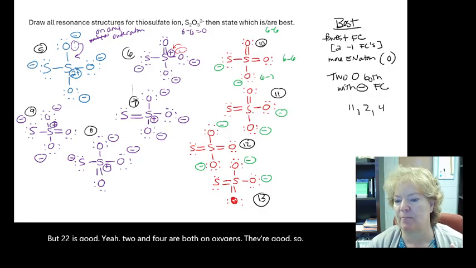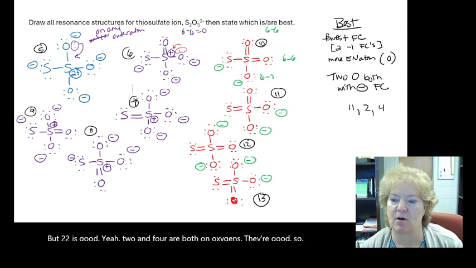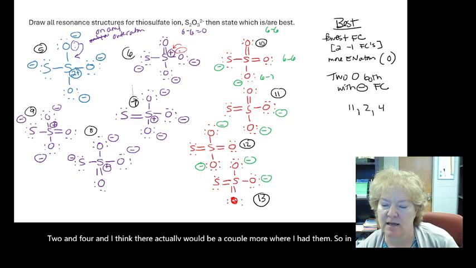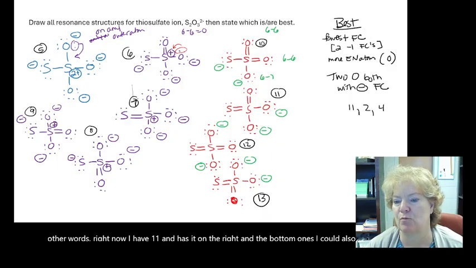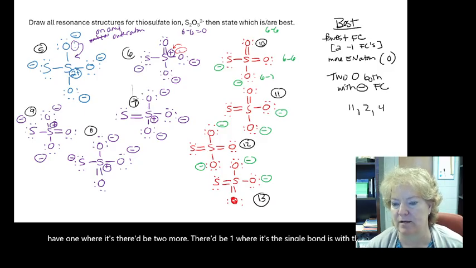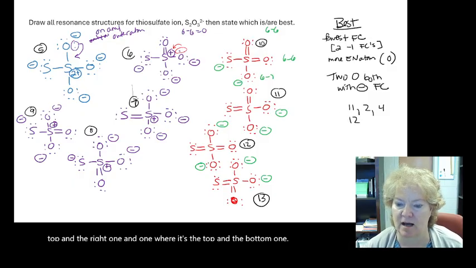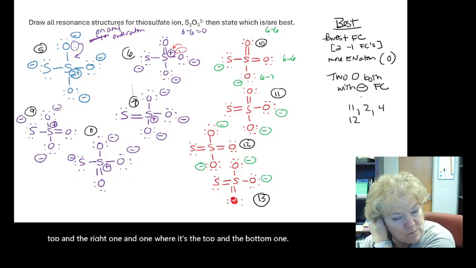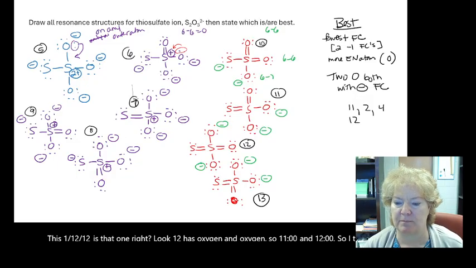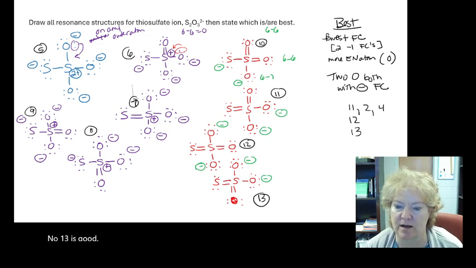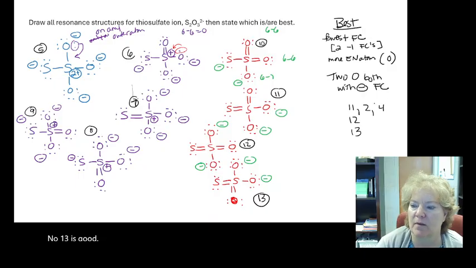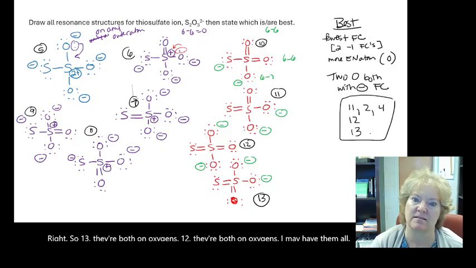And I think there actually would be a couple more. Right now I have 11, which has it on the right and the bottom ones. I could also have 2 more. There'd be one where the single bond is with the top and the right one, and one where it's the top and the bottom one. Oh, this one, 12 is that one, right? Look, 12 has oxygen and oxygen. So 11 and 12. So I think there would have been one more where I had the double. Oh no, 13 is good, right? So 13, they're both on oxygens. 12, they're both on oxygens. I may have them all. And so these would all be ones that are equally the best.